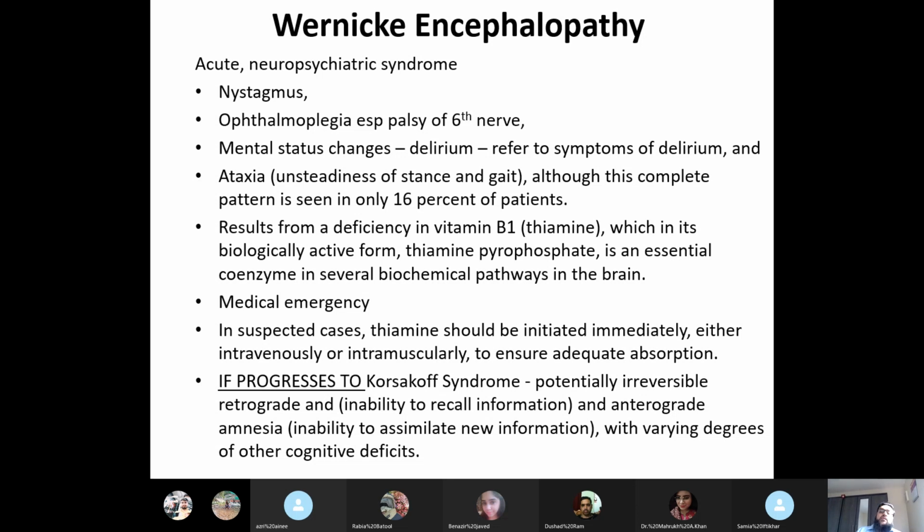And then Wernicke's can go to Korsakoff syndrome, which is an amnesic syndrome. So it is potentially irreversible, not always, not 100% irreversible. I've seen patients regaining some function from Korsakoff syndrome, but it is rare. Usually it is irreversible. So retrograde and anterograde amnesia, inability to assimilate new information with varying degrees of other cognitive deficits.